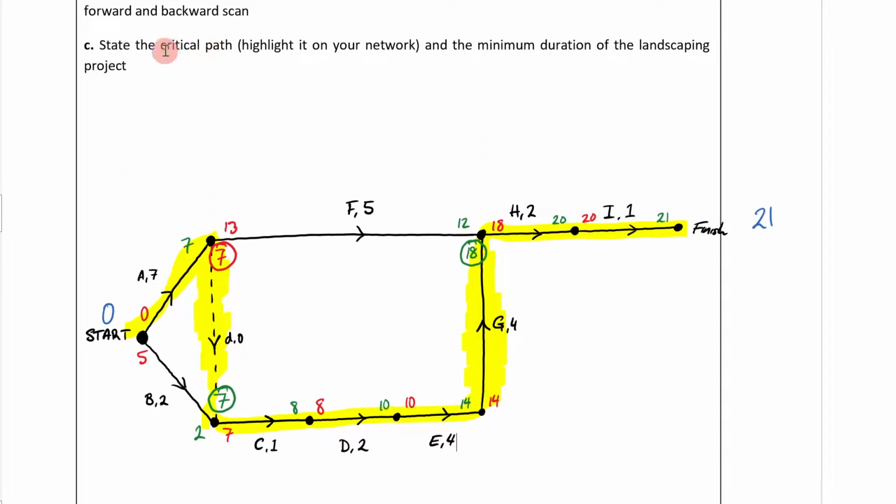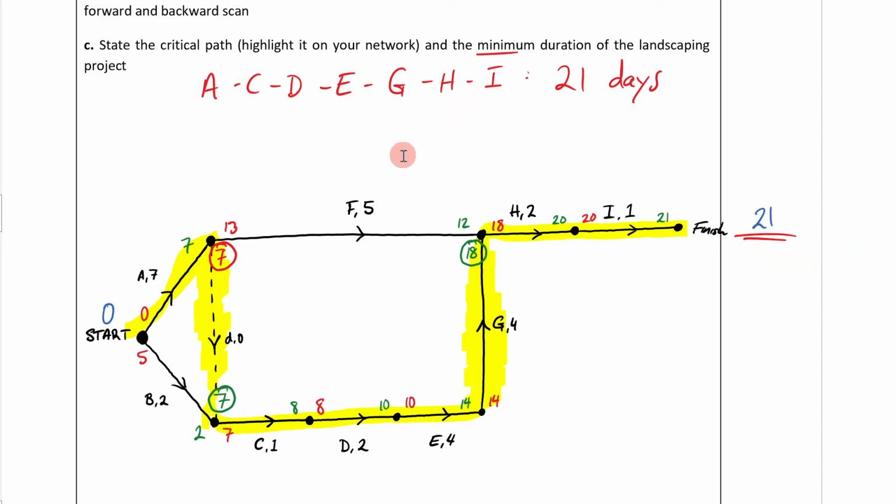So now we'll answer this part here, which says, what is the critical path? The critical path is going to be A. Now you don't include the D here because this is a dummy edge. So it'll be A, C, D, E, G, H, I. So that's A, C, D, E, G, H, I. And the minimum duration for this to occur is 21 days, which we've gotten right there. And that is how you do your critical path analysis.